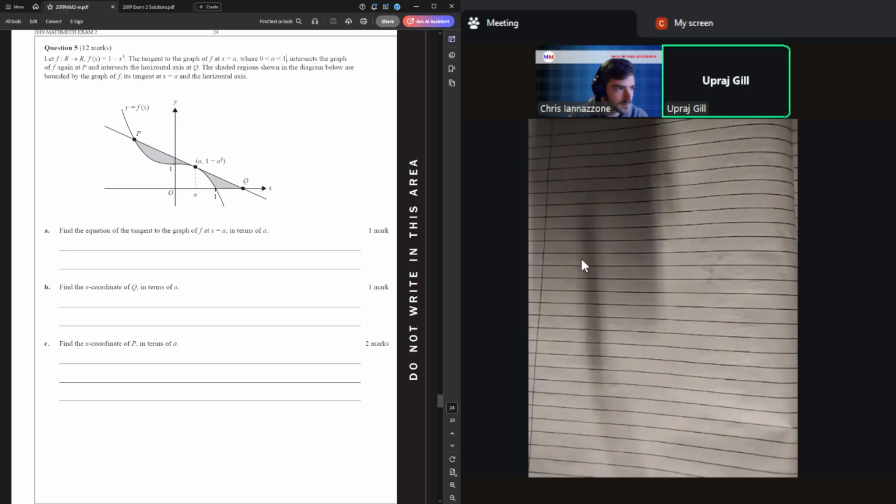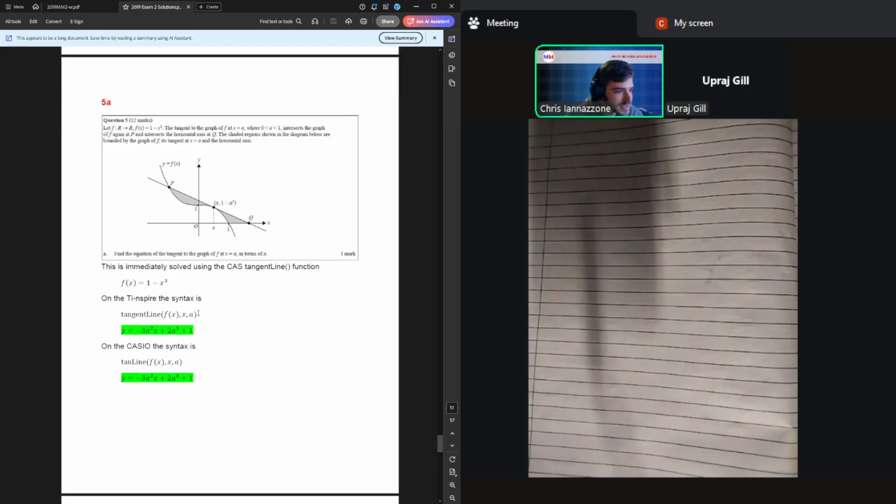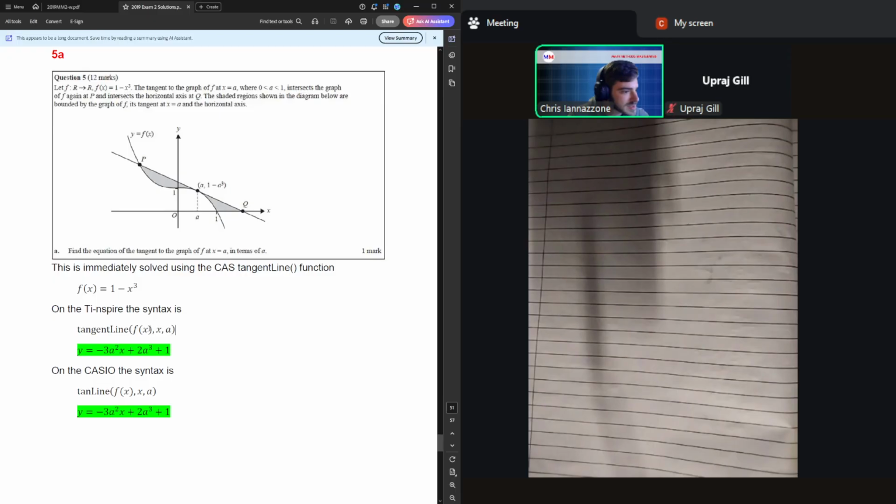Is this derivative and then sub in a? You can. You can do the whole proper tangent line method of finding the gradient, finding the point, and then rearranging y take y1 equals m times x take x1. You can do that. There is a guaranteed way of just getting it immediately, which is your tangent line function on the CAS. That's a bit easier, obviously.